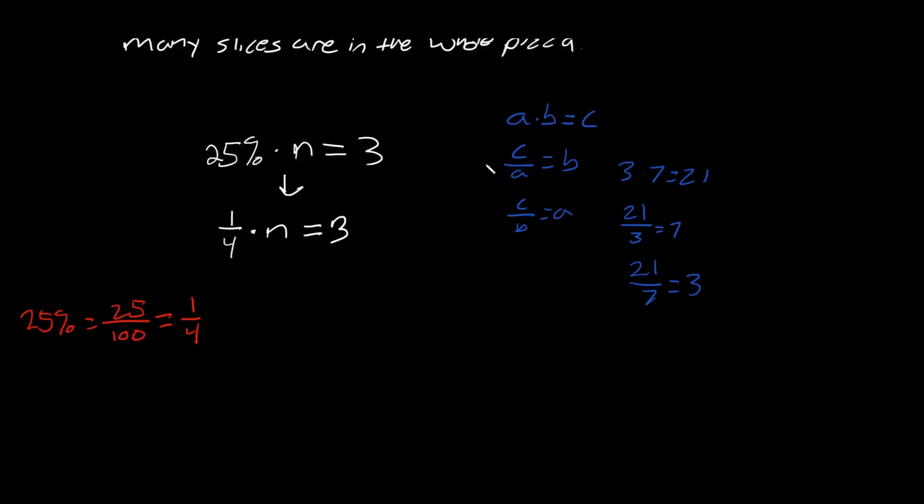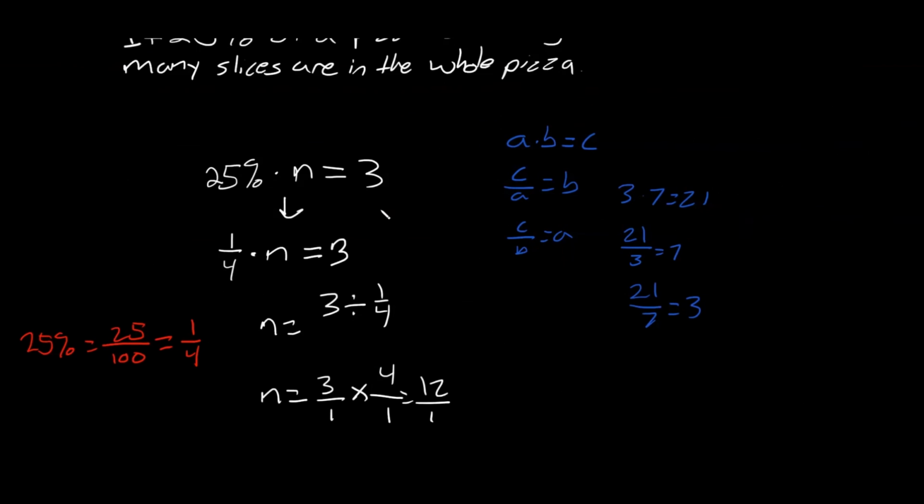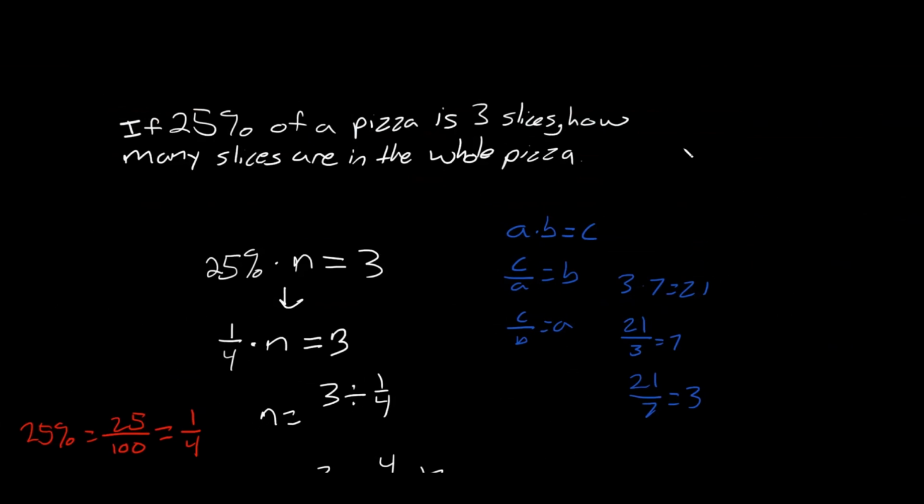So we can actually divide 3 by 1/4. So n will be equal to 3 divided by 1/4. And remember, when you divide by fractions, you can keep, change, flip. So n will be equal to 3 over 1 times 4 over 1, and this will be equal to 12 over 1, or just 12. So our answer to how many slices are in the whole pizza: there are 12 slices in the whole pizza.